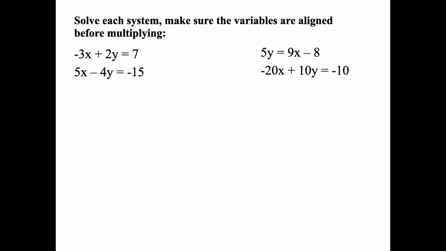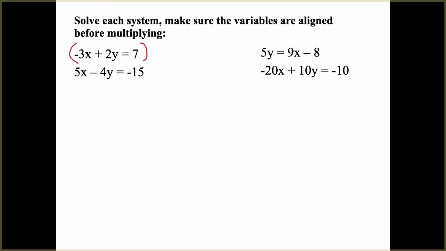So the one on the left, they're already aligned. We have the x's over the x's, the y's over the y's, constants over constants. So we want to eliminate one of our variables, and we look at which one is the easiest to eliminate. If we eliminate the y variables, we only have to multiply one of the equations. So we can multiply the top equation by 2. When we multiply by 2, we get negative 6x plus 4y equals 14. Now we're going to add these two equations together.